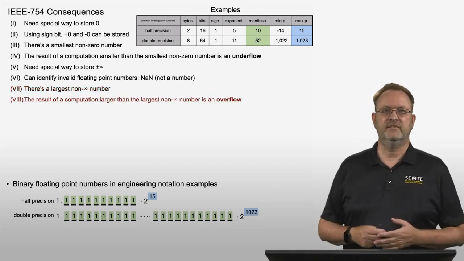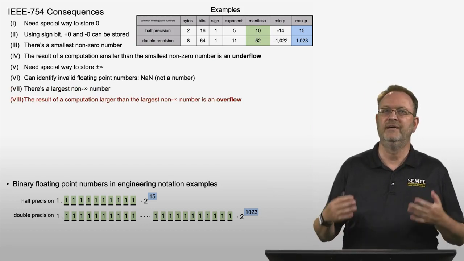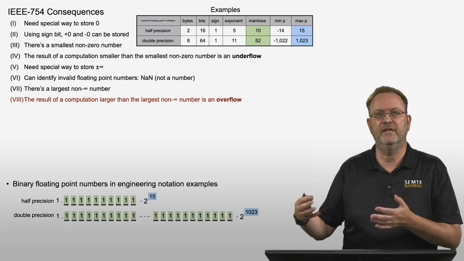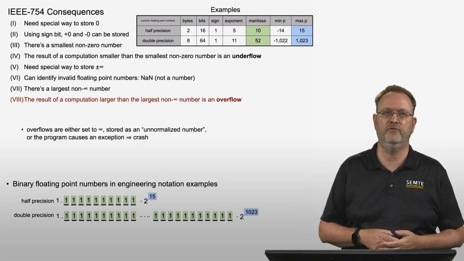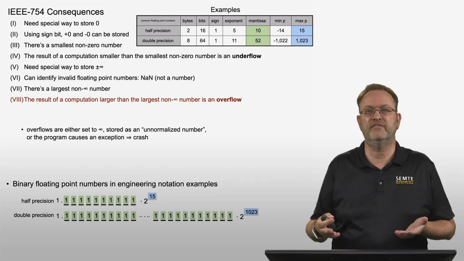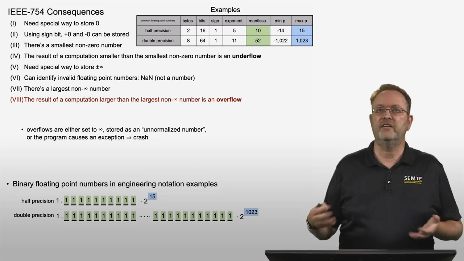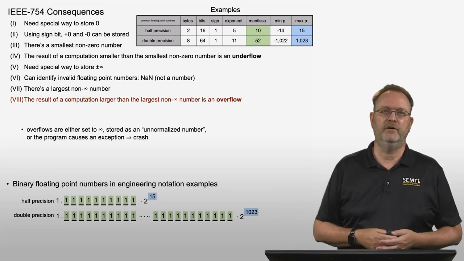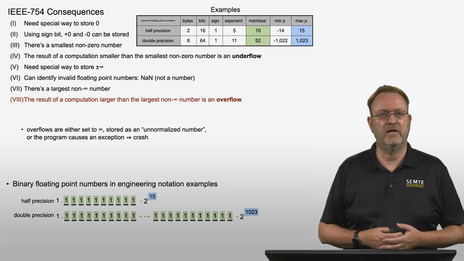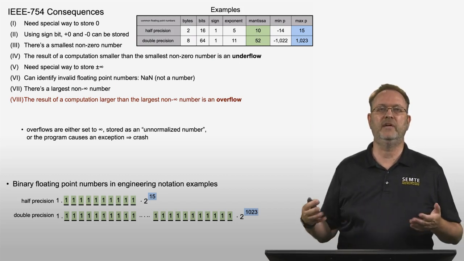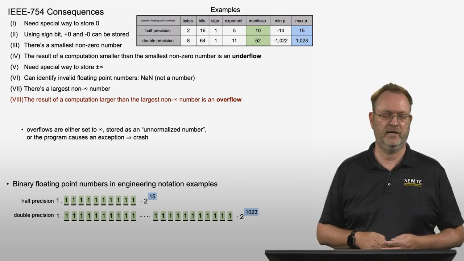Next consequence is that the result of a computation larger than this largest non-infinite number is an overflow, similar to the underflow before. Now, overflows are either set to infinity, plus or minus, or stored as an unnormalized number. Now, in most cases, depending on the programming language, the program can also be caused to throw an exception, meaning we can make it crash.